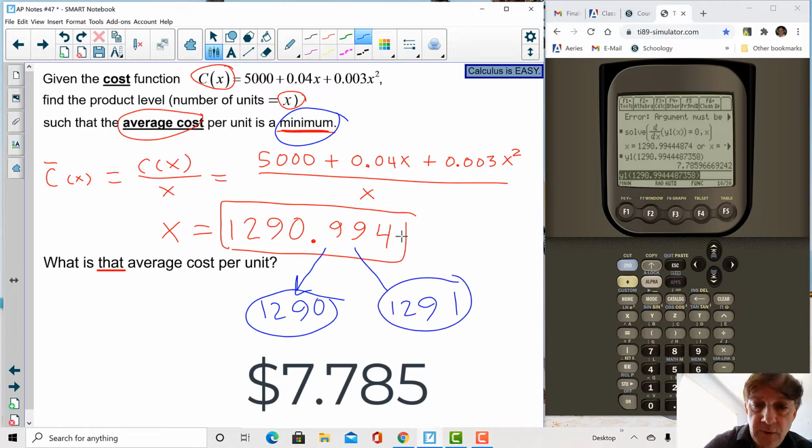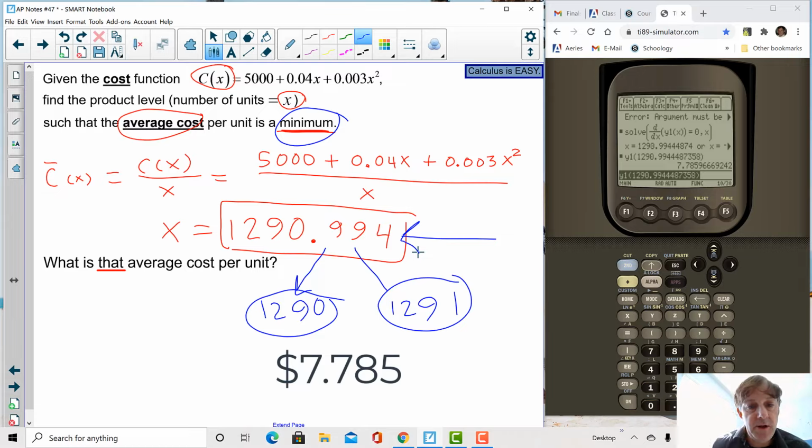So for this example, we're assuming that you can make a decimal amount in terms of product level. So that's your x value that we're going to use. And this would be the actual average cost per unit if we made that many of them.